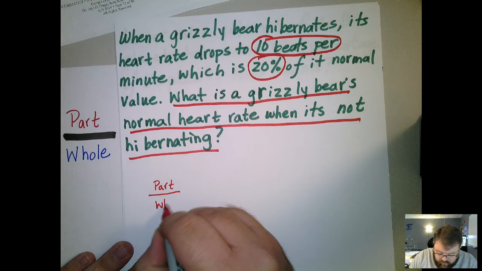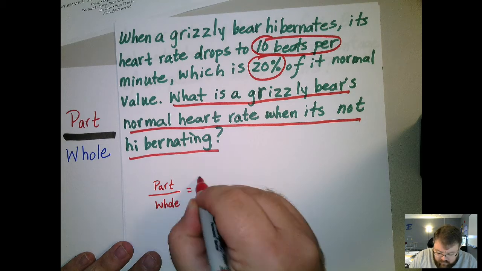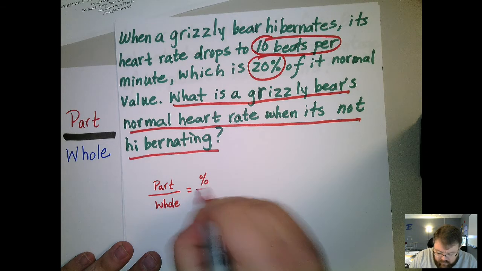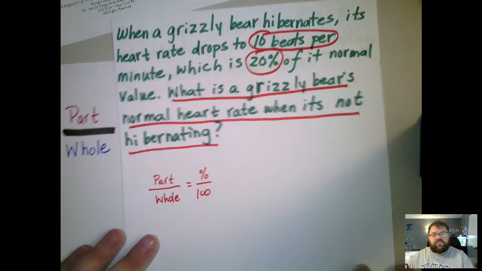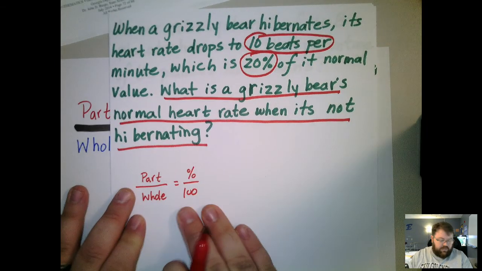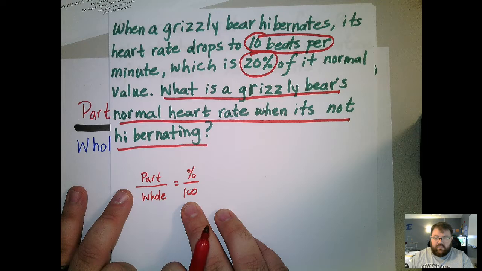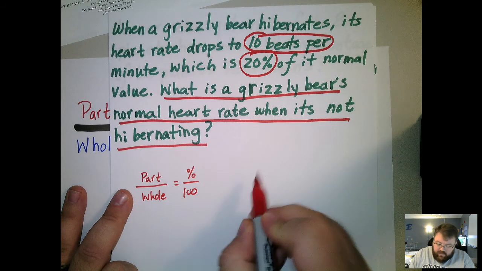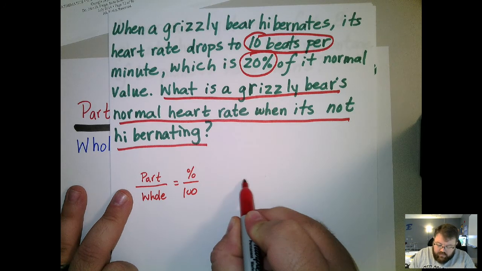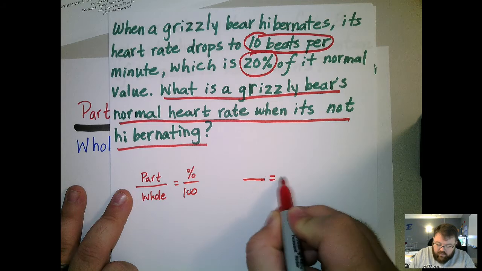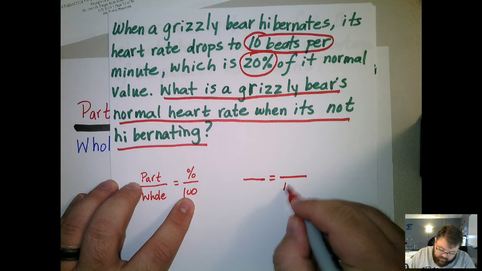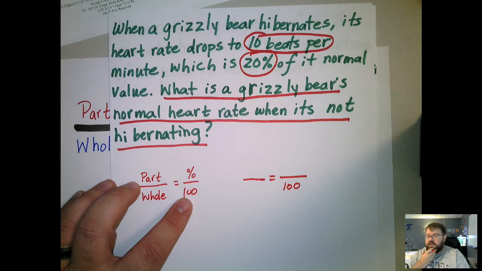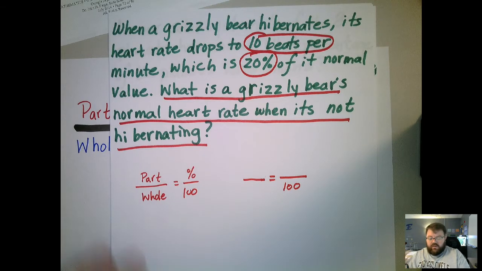part over whole equals percent over 100. This 100 is a constant, meaning it will always be 100. So I'm going to start this by saying line equals line. I want to go ahead and put my 100 because what we're doing is we are setting up a proportion, and that ties directly to what we did the last unit.